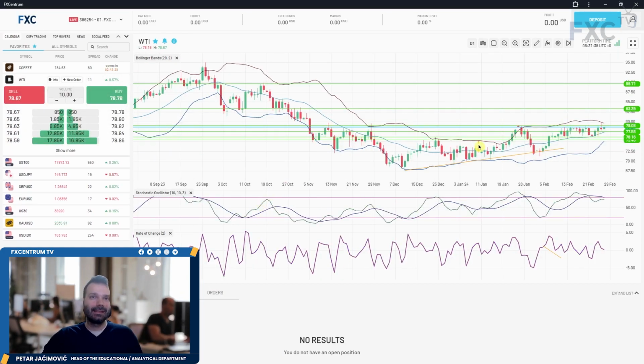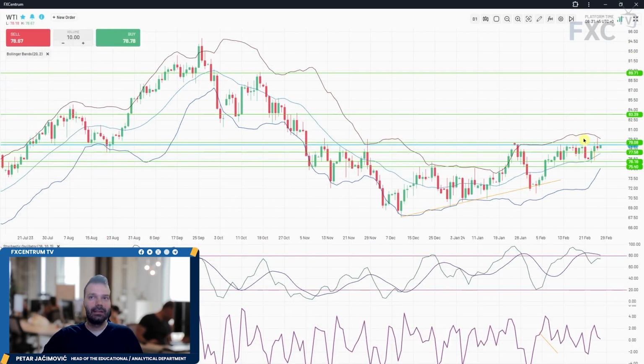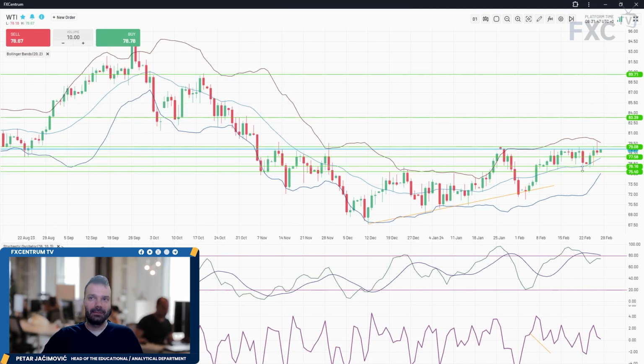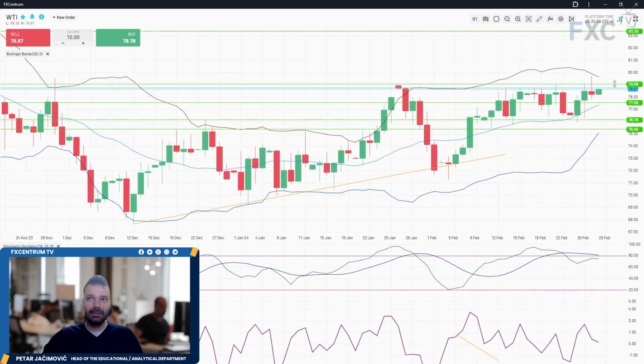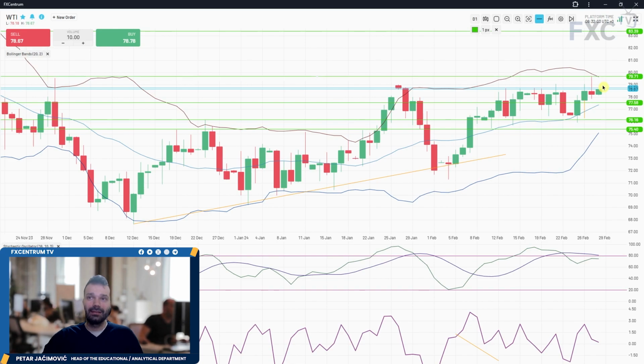WTI, this is something that I alerted last week as a main short-term trading idea. The lower Bollinger Band held very well, we have higher lows in the last couple of months, and yesterday we can see here that WTI traded all the way into the 79 mark and then had a pin bar. So the pin bar high for today might be a good upside objective.